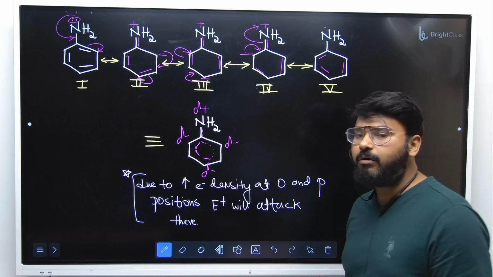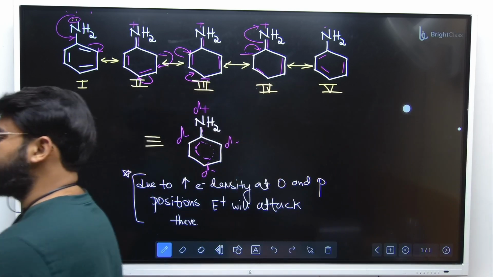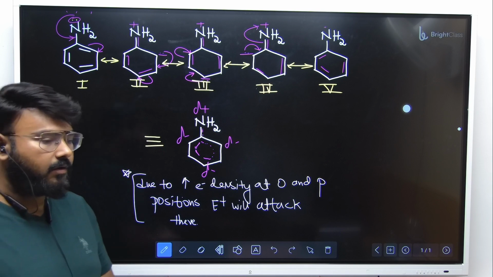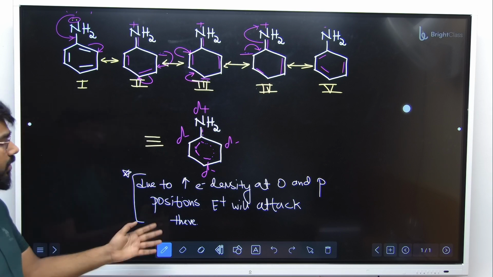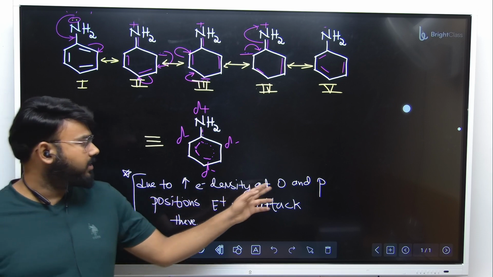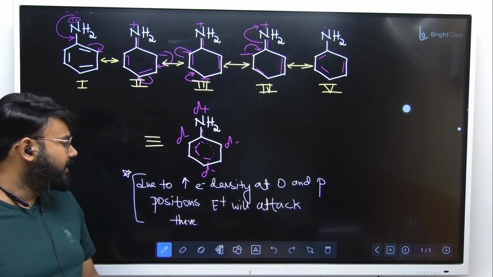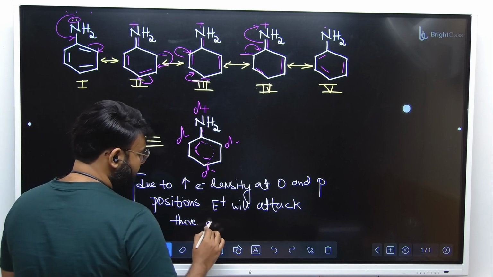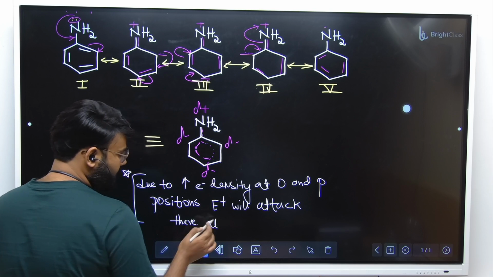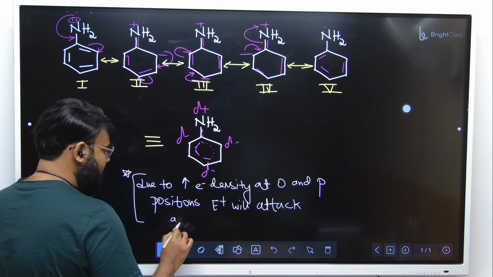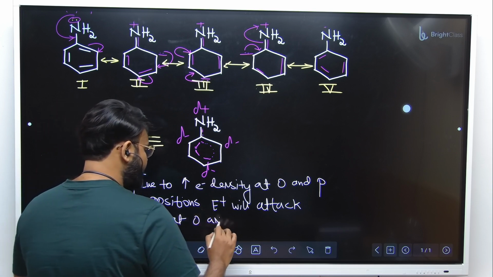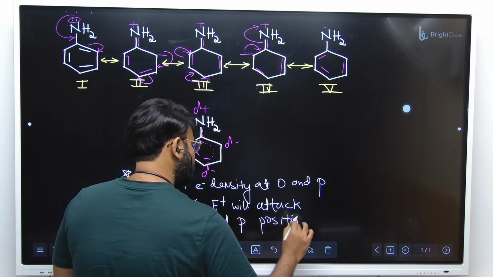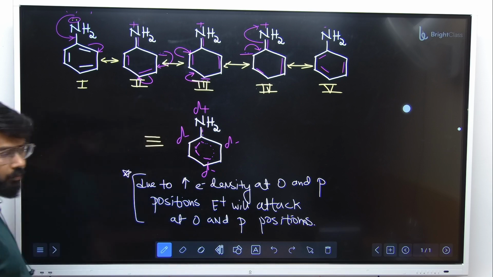So guys, write it down. Due to high electron density at ortho positions, the electrophile will attack there. There means at ortho and para. I can write it as attack at ortho and para positions. I think it's better, right? Yeah, it's fine now.